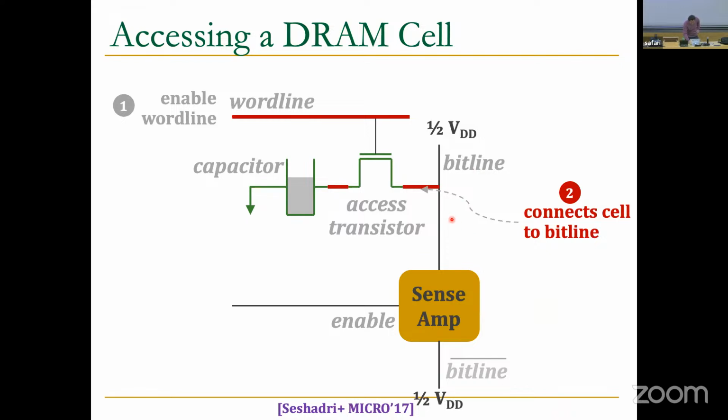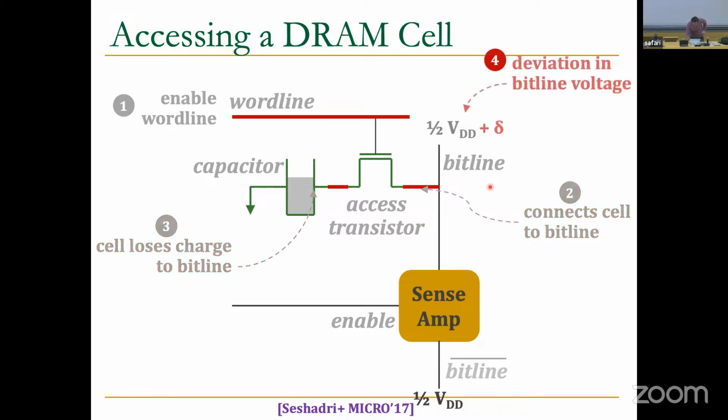Since the capacitor had a voltage level that's higher than the bit line, right? It had VDD voltage, but the bit line is only half VDD. It will share its charge with the bit line, and this will deviate the bit line voltage towards VDD. This becomes half VDD plus epsilon, or whatever that is. And then you enable the sense amplifier. When you enable it, it will compare the voltage levels of bit line and bit line bar. You can see that the bit line bar here is already half VDD, and bit line is above half VDD.